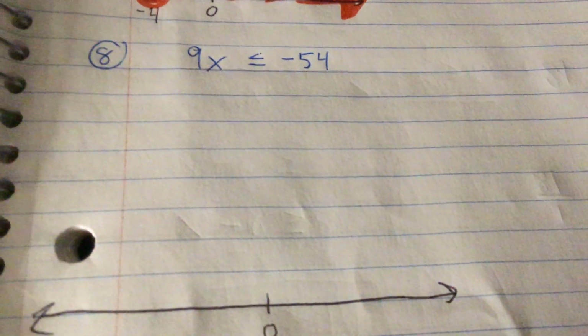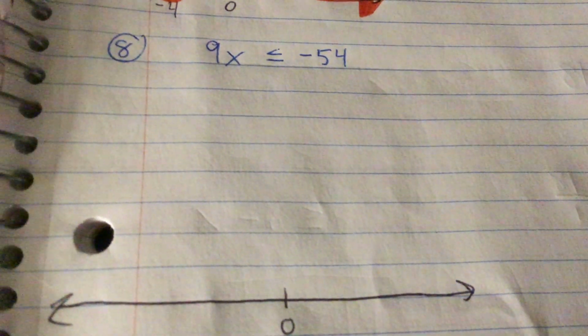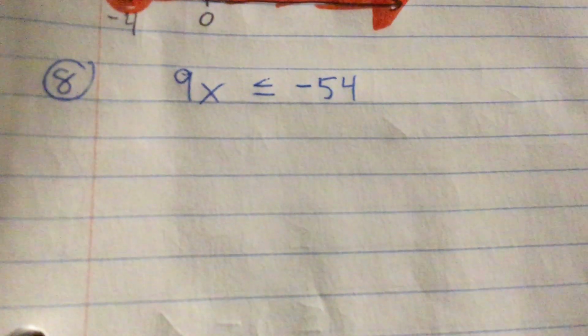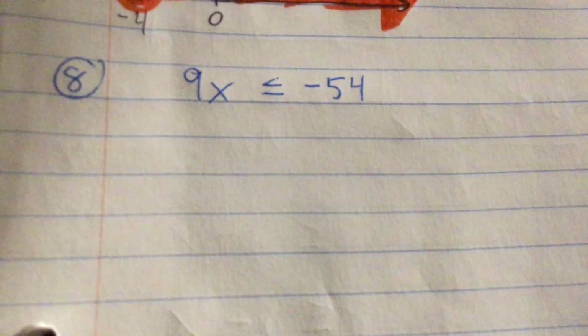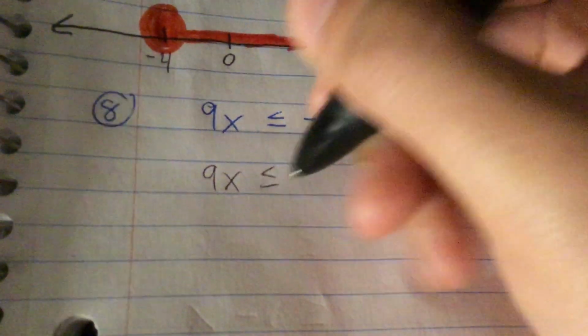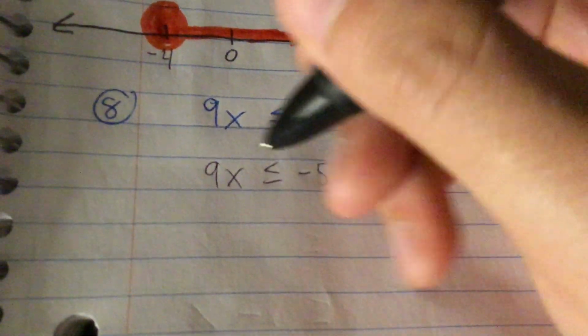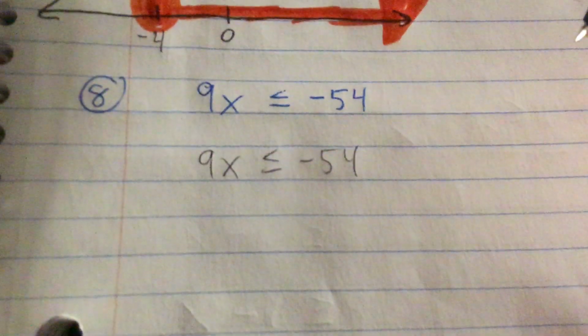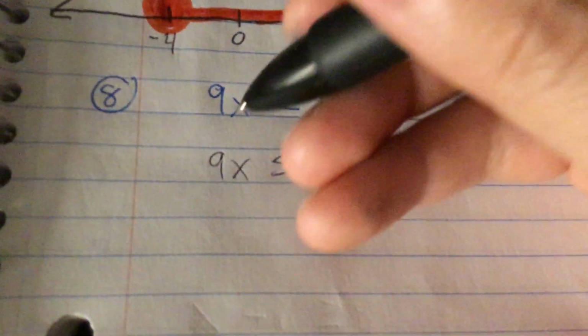9x is less than or equal to negative 54. If this was an equation, what would I need to do? Well, I've got 9x, which is less than or equal to negative 54. So be careful. What do I need to do to get x isolated? Say it with me now.